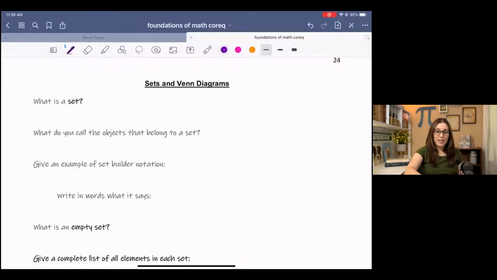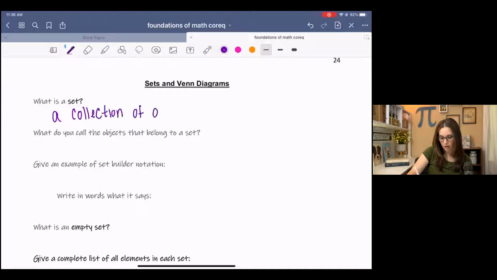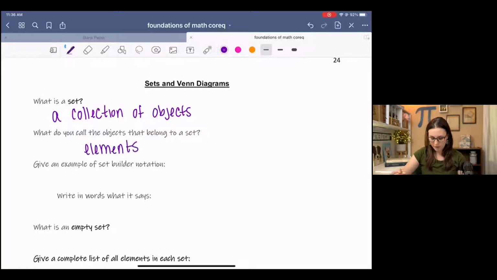Hi, in this lesson, you're going to learn about some basics of sets and Venn diagrams. A set is a collection of objects. You might be wondering, what are these objects? What do you mean by objects? These objects that belong to the set are called elements. And these elements have specific characteristics depending on the set.